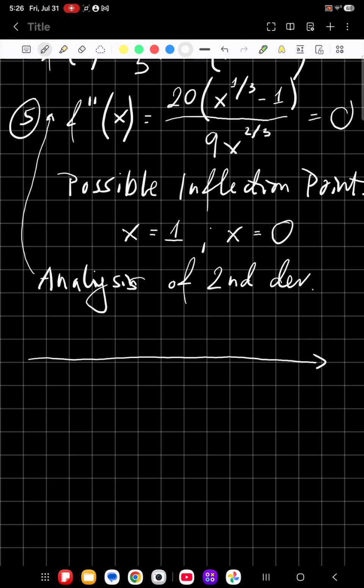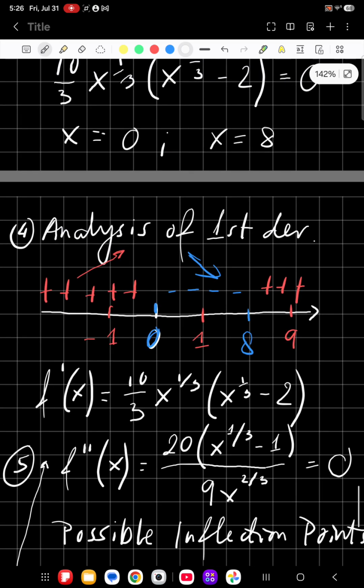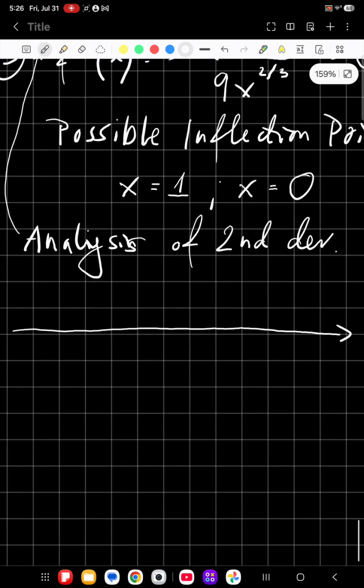And what I'll do, I'll put those inflection point candidates, and I also have those critical numbers. So critical numbers were 0 and 8, right? So those two overlap. So we have 0 here. Let's make it blue. Again, 0. And then I believe we had 1 and 8. Right, so 0 and 1 are candidates for inflection point numbers. And then I think, yeah, 0 and 8 are critical numbers.